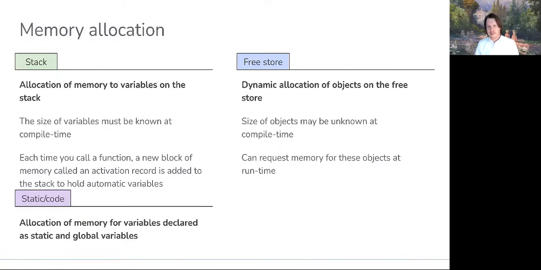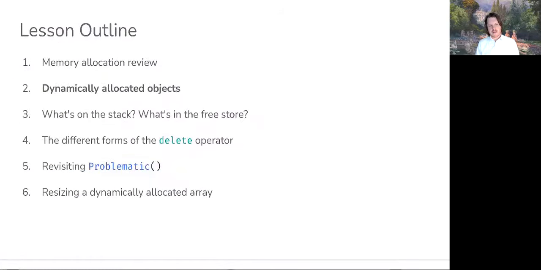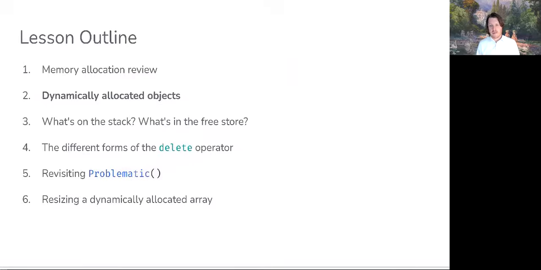And now finally, getting into the topic for today is the free store. What we said here is that this is where dynamically allocated objects would reside. Moreover, the size of these objects could be unknown at compile time, and we could request memory for these objects at runtime, as our program is running. So with that in mind, let's transition into dynamically allocated objects and figure out how we can request an object that resides on the free store, as well as what we have to do when we're finished with it.